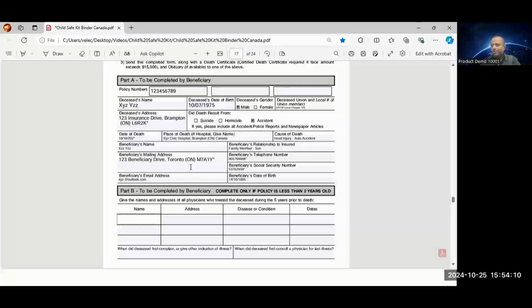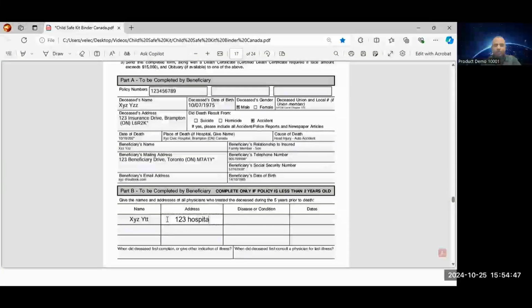So part B. Give the names and addresses of all the physicians who treated the disease during the 5 years prior to death. Let's say this is one of the doctors that treated the deceased. So XYZ, YTT, first and last name. Address, this would most likely be the address of the hospital. So let's say 123 Hospital Drive, Brampton, Ontario, L6R 2K, whatever the last digit is.